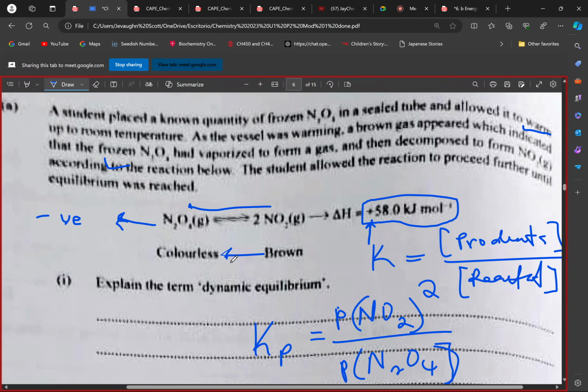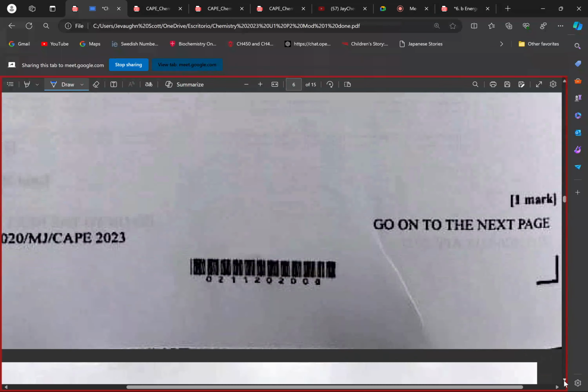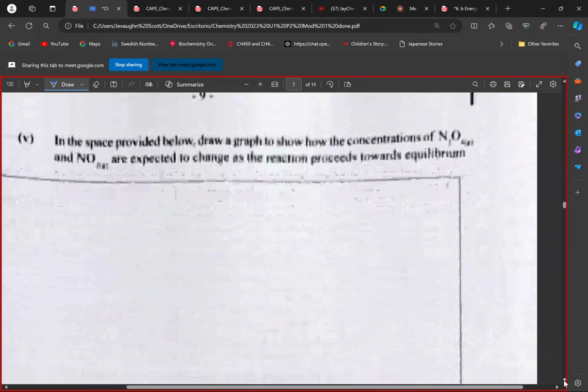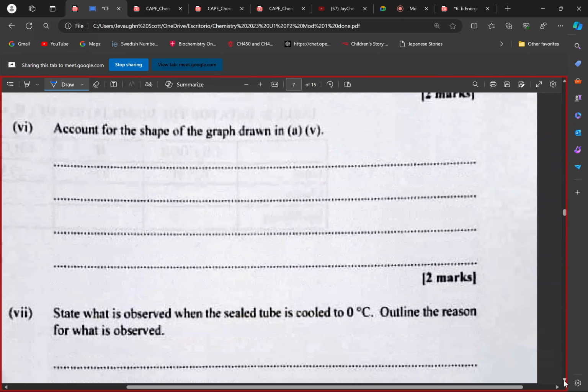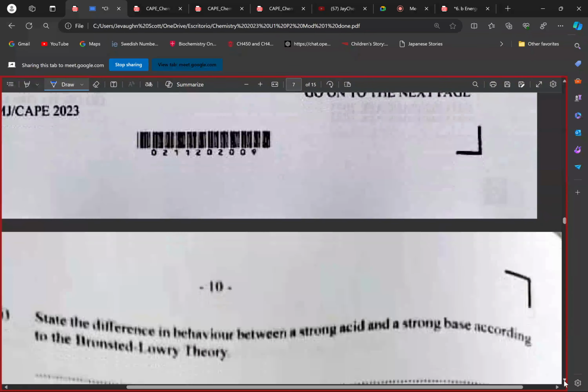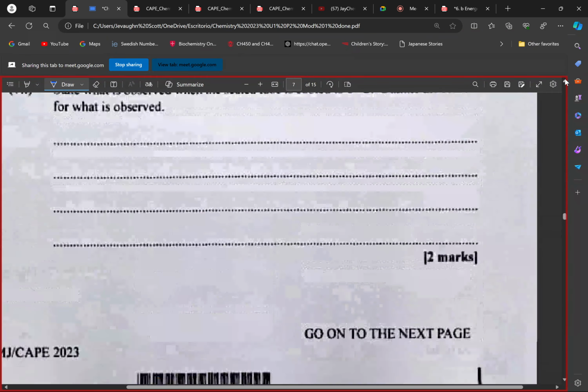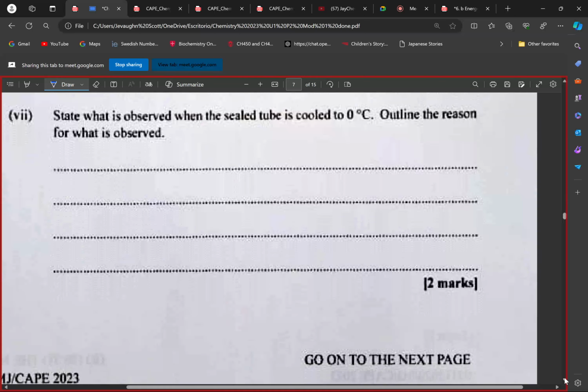So what is observed in the system when we decrease it to 0 degrees Celsius? The brown color dissipates, or disappears, or whatever you want to call it. That's 2 marks there. The first mark is for knowing that it shifts to the left, and the second mark is for stating what happens.